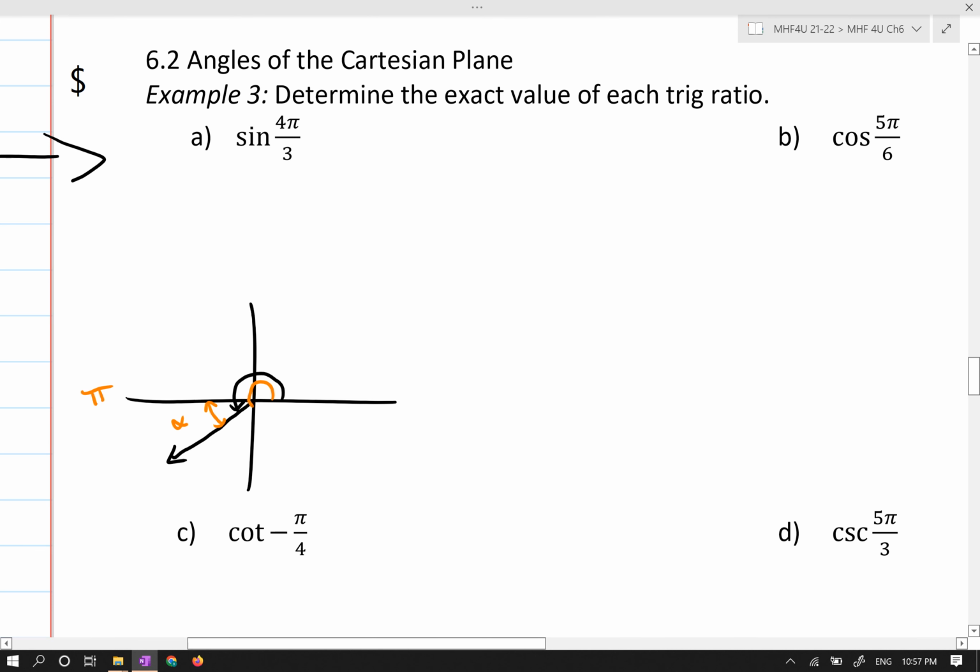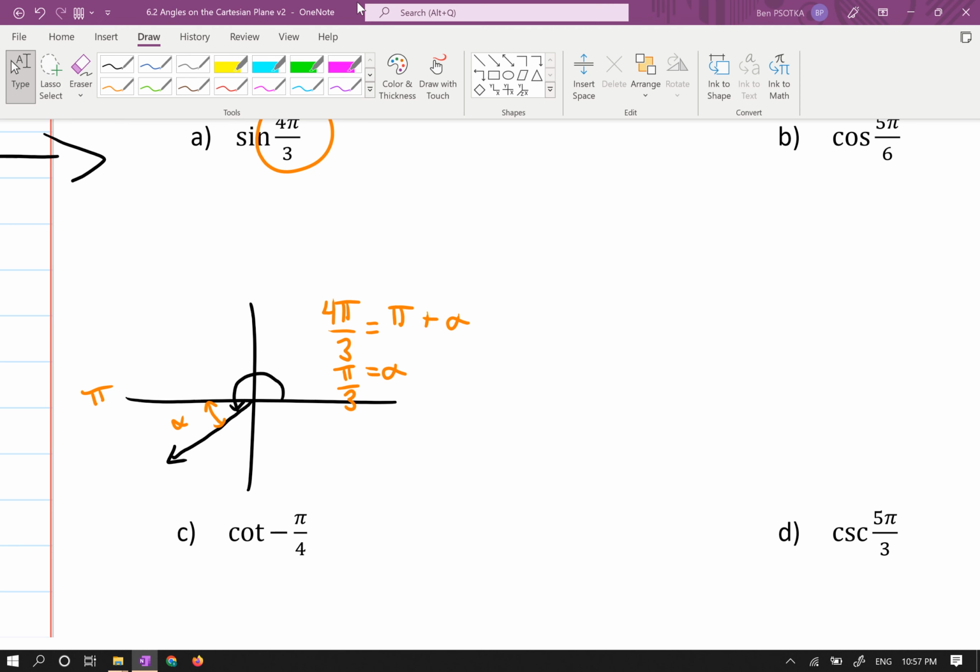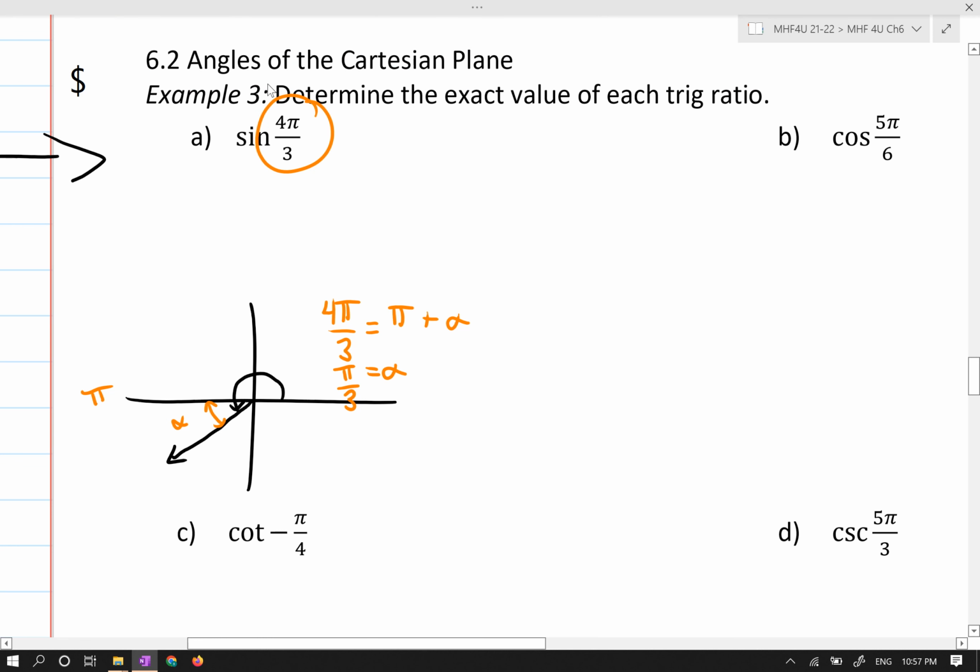So I know pi plus my related acute angle is going to be equal to this 4 pi over 3 that I started with. So 4 pi over 3 is going to be equal to pi plus my related acute angle. A little bit of calculation here shows me I'm working with pi over 3 as my related acute angle. Fantastic. If I'm working with pi over 3 as my related acute angle, I need to sketch my special triangle.